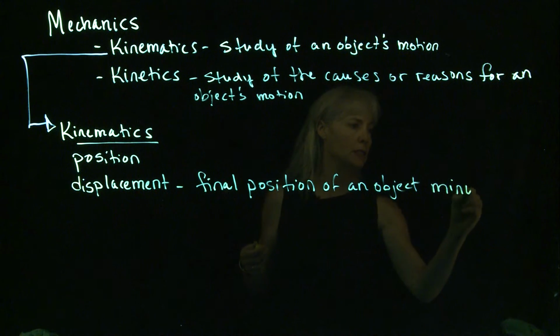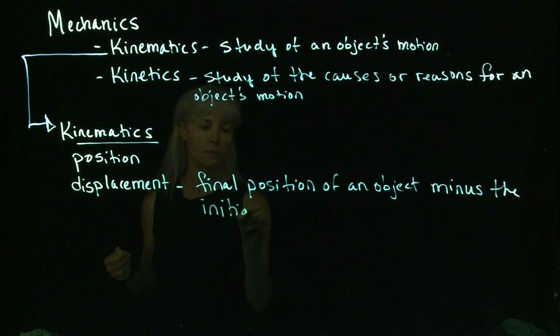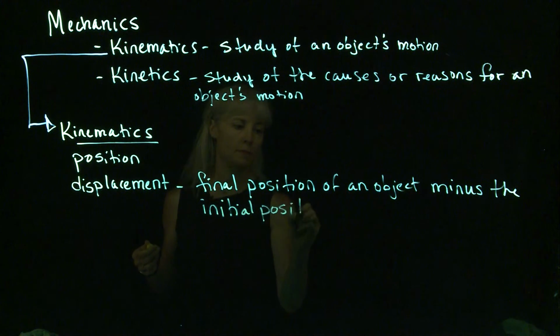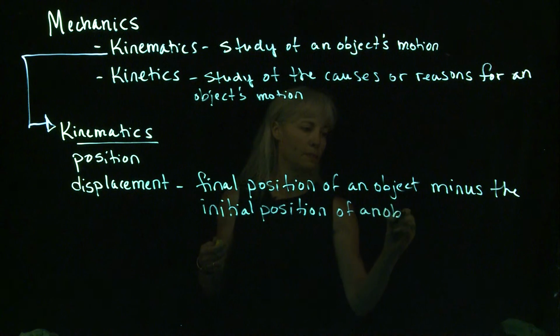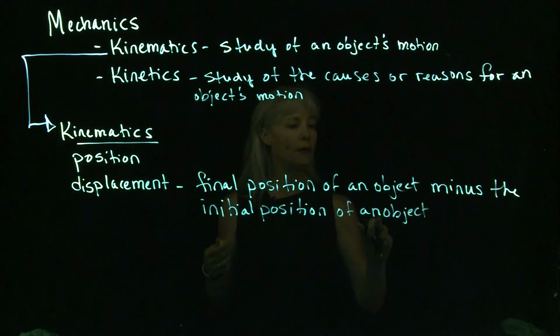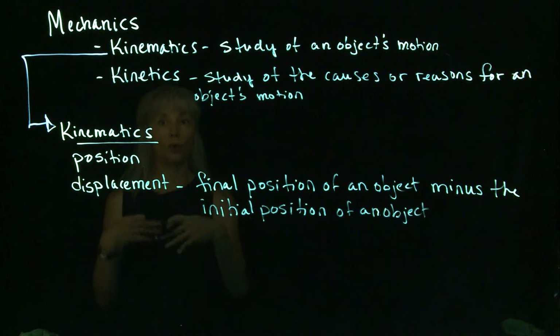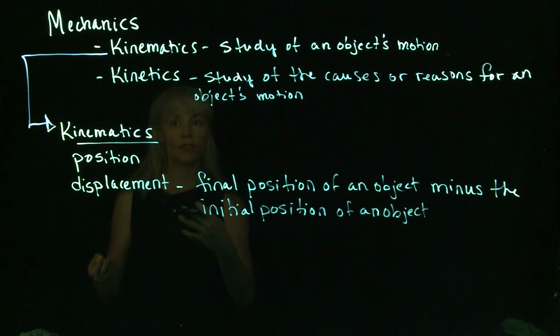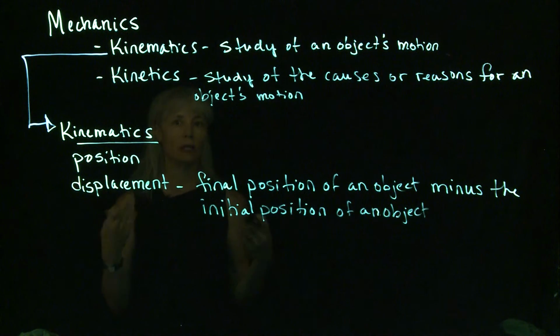minus the initial position for the object. So if we say that an object is only moving in one dimension, in other words, it can only be confined to move along the x-axis or the y-axis, or for example, just along north-south, that would be like traveling along I-25, or just east-west, like traveling along I-40.